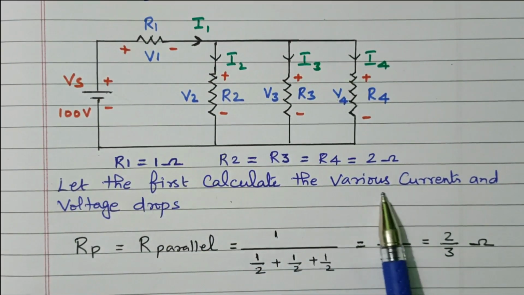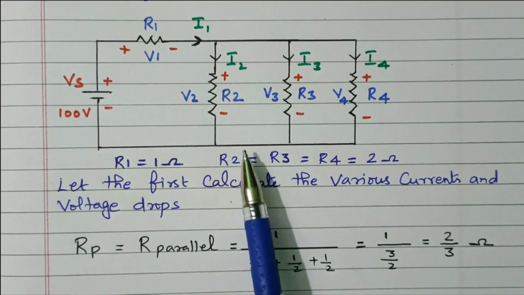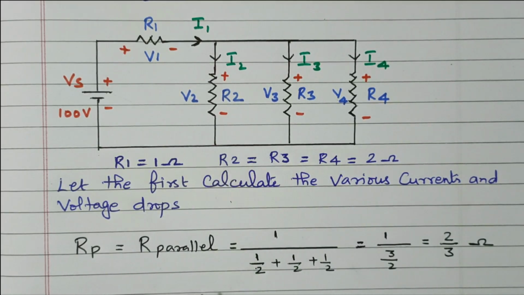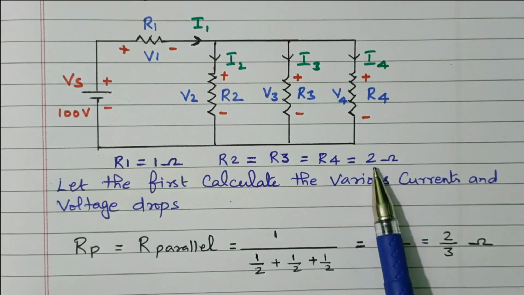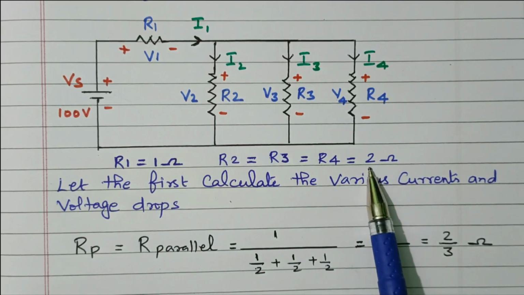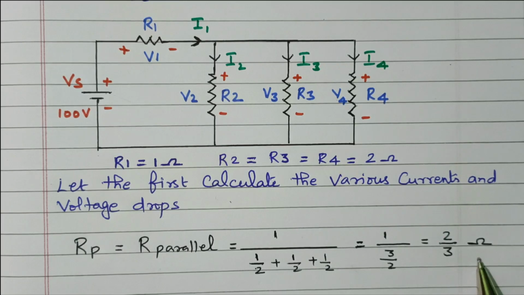Let's first calculate the various currents and voltage drops. For that, first we need the total resistance. These 3 resistors are connected in parallel, so 1 divided by (1/2 + 1/2 + 1/2), that is 1 divided by 3/2, which is 2/3, because all the values are equal. If all the values are equal, we can use this formula: 1 divided by (1/R). So it is 2/3 ohm.